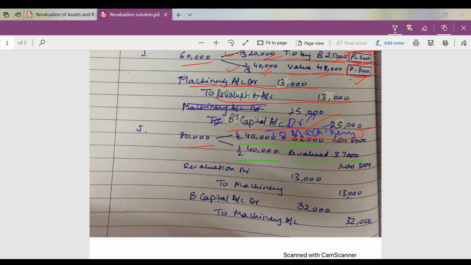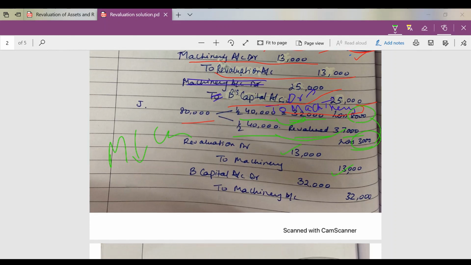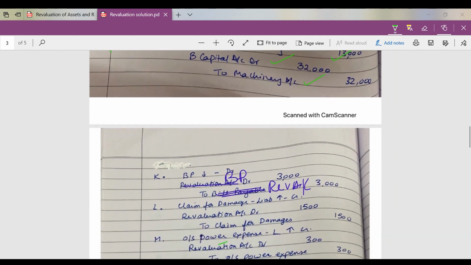So here you can see there's a loss of 8,000. Here there's a loss of 3,000. So the total loss is 13,000. So when you have to reduce the value of an asset, machinery is decreasing, so I need to credit it. So it will be to machinery account, revaluation account would be debited. And now when the partner takes over an asset, the partner would be debited and machinery would be credited.